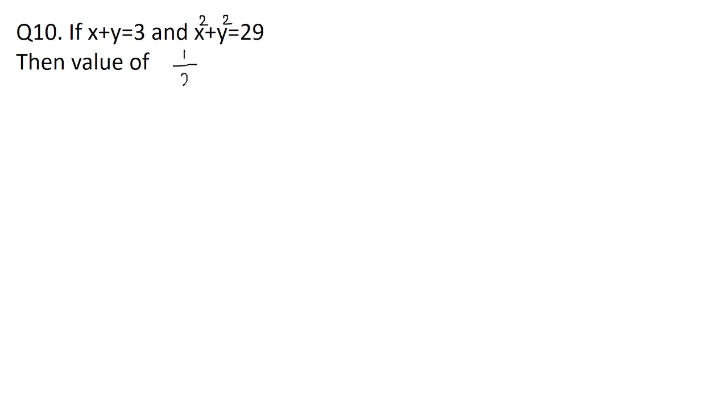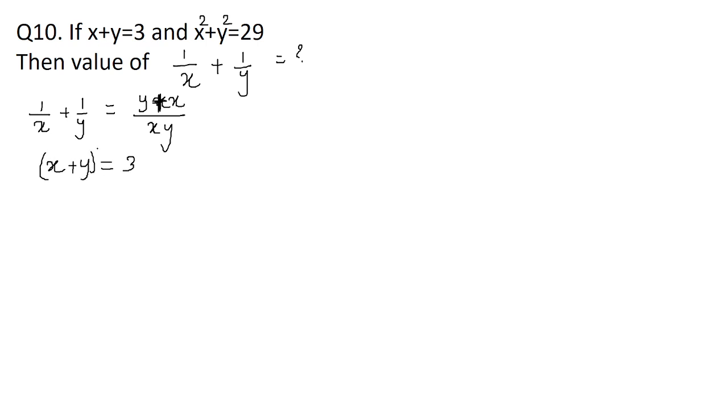You have to find the value of 1 upon x plus 1 upon y. Now how to find this value? Look here, 1 upon x plus 1 upon y can be written as (y plus x) divided by xy. Do you agree with this, everyone? Yes, so this will give me (x plus y) upon xy. It is mentioned in the question that x plus y is equal to 3.